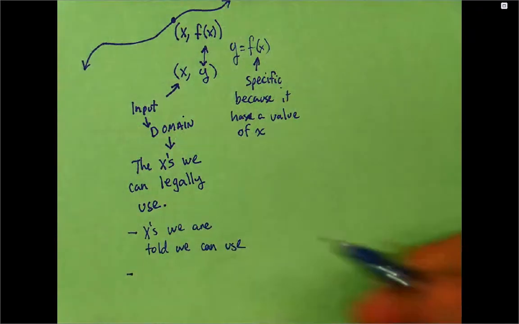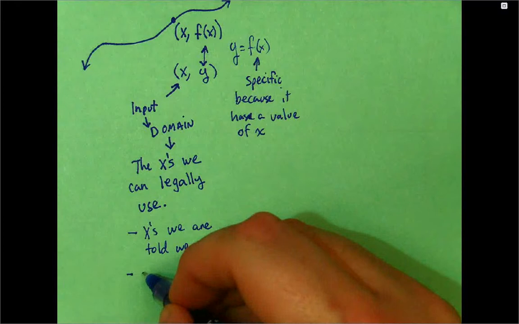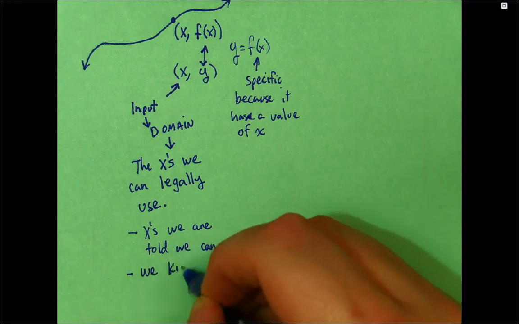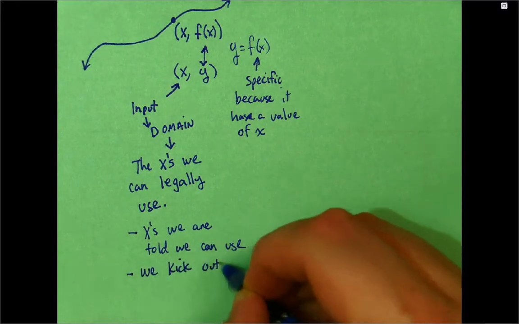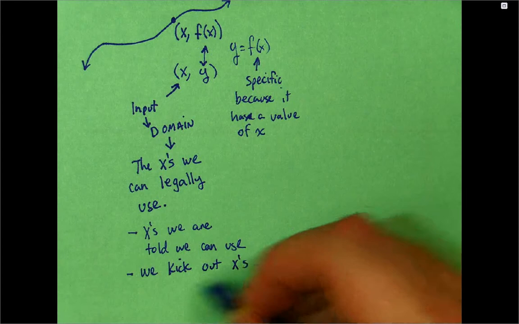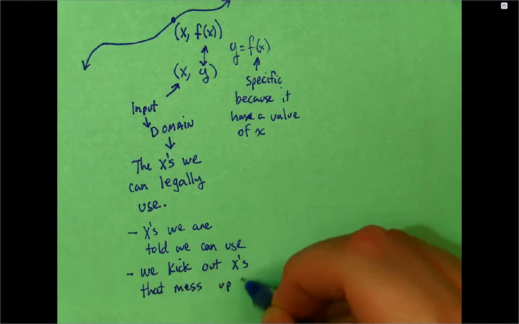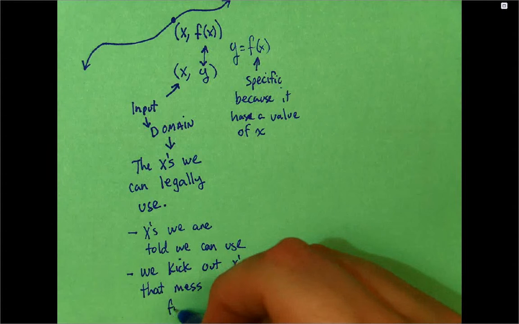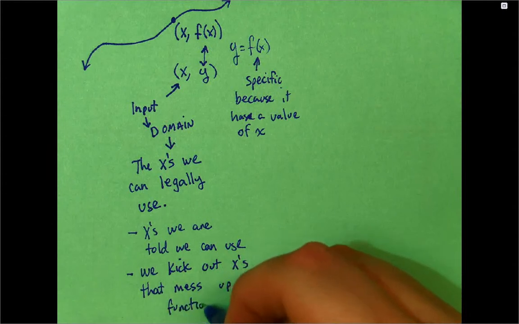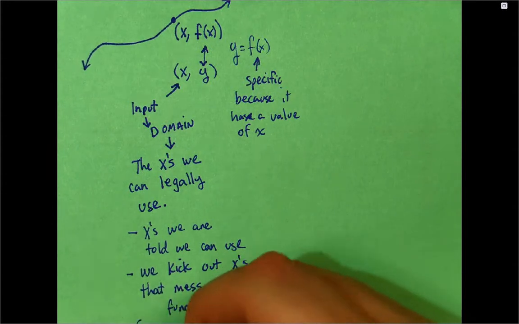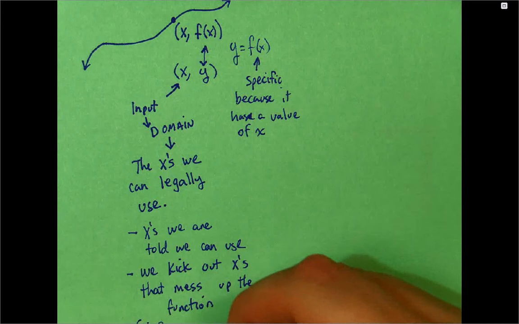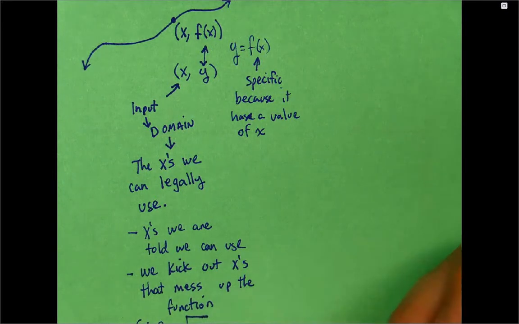Sometimes we kick out x's that mess up the function. And this is when we divide by 0, when we're taking the square root of a negative number, even though, oh, sorry about that.